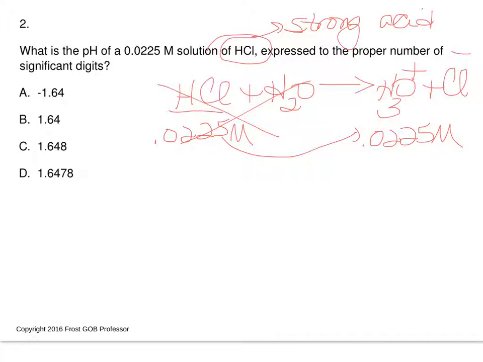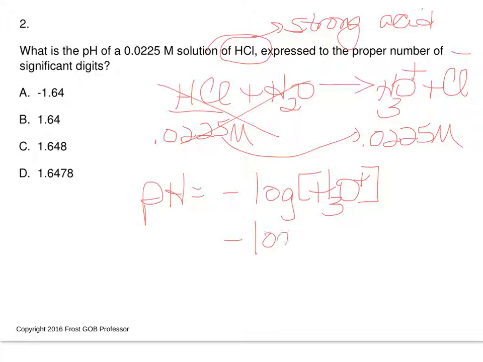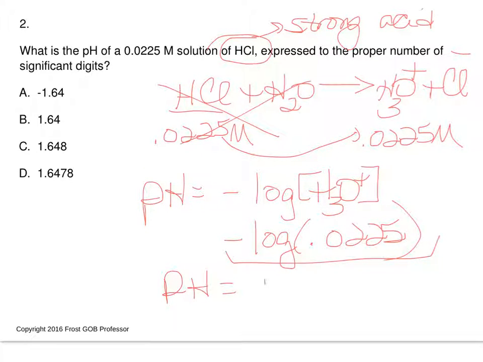It's all dissociated. And now you simply remember your formula that pH is minus log of the concentration of hydronium ion. And you've just figured out that that is 0.0225. And so you take the log of that and you get that pH equals 1.65. I'm going to write a bunch of digits and then we're going to decide how many sig figs. So I'll just write a bunch down to begin with.